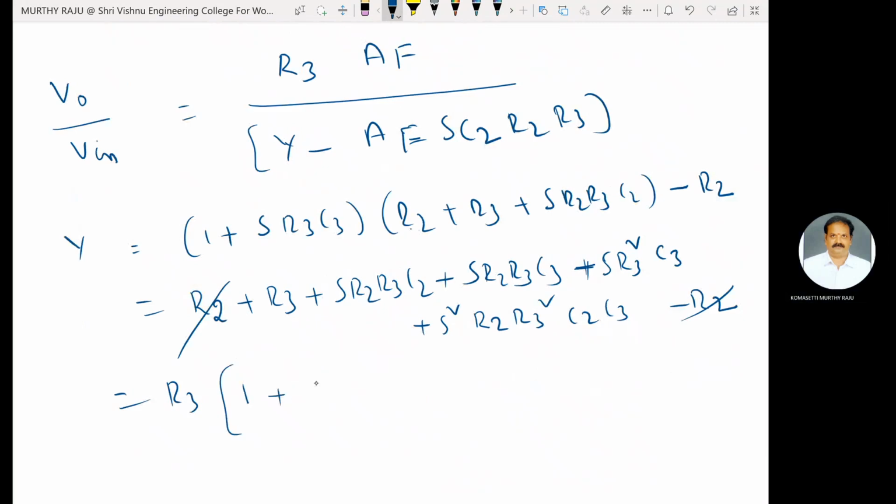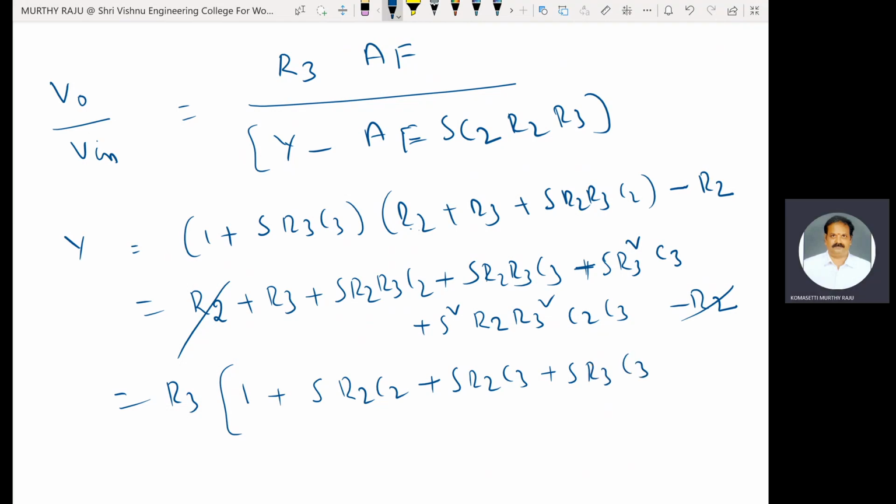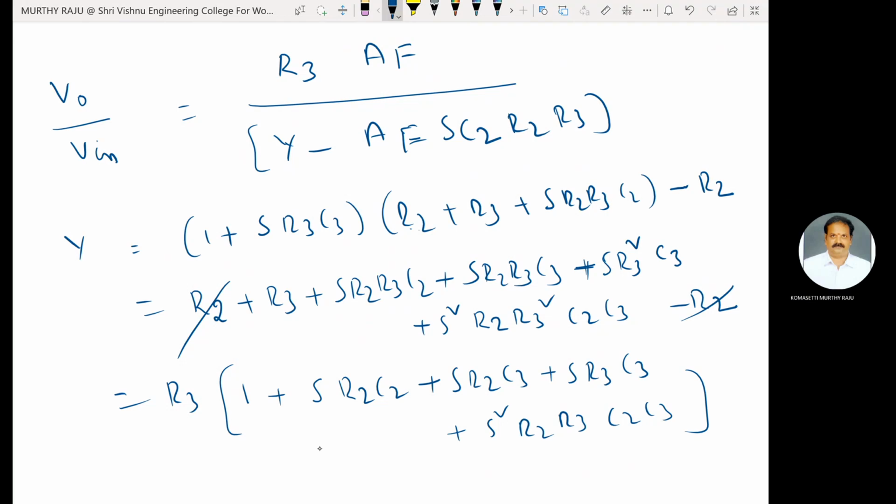1 plus S R2 C2 plus S R2 C3 plus S R3 C3 plus S square R2 R3 C2 C3. This is the y term. Substitute this y term in the equation here.